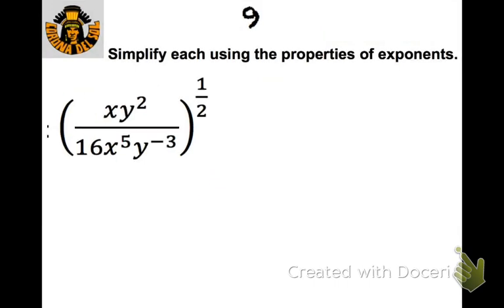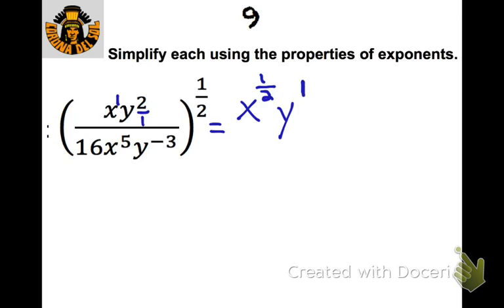Okay, next one, whenever you have an exponent on the outside, everybody has to get that exponent. So we're going to make sure we distribute it to everybody. So x right now only has x to the first power, so it's going to be x to the 1/2 now. Then it's going to be y, and we're going to have to multiply 2 times 1/2. So that gives you y to the first power.